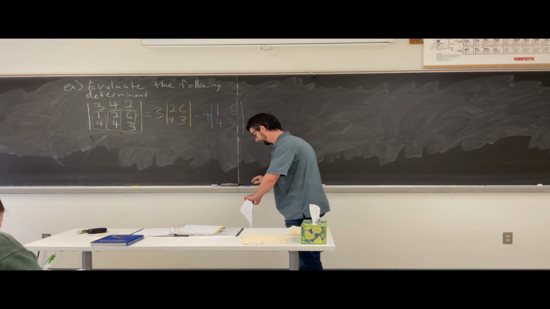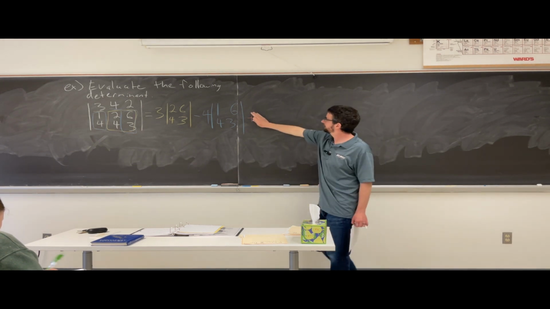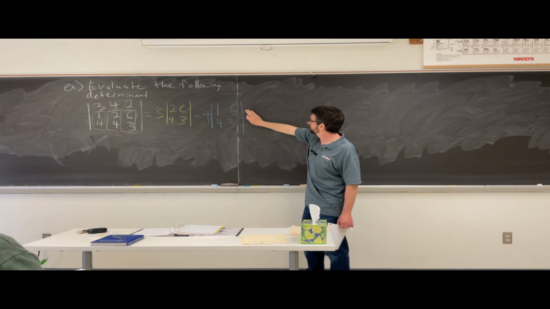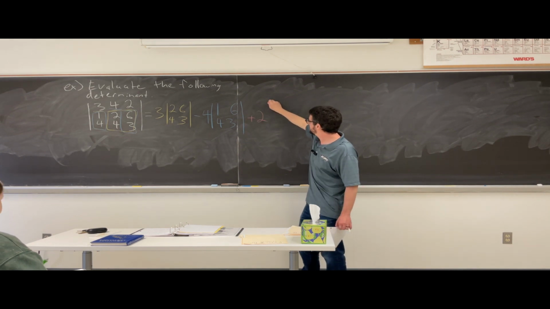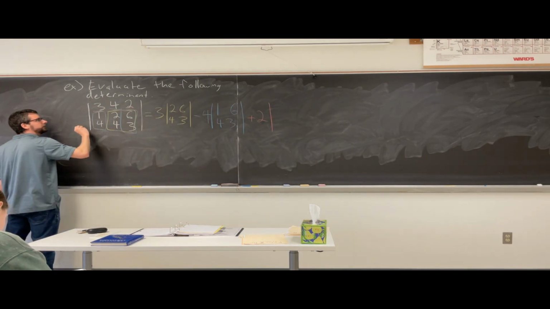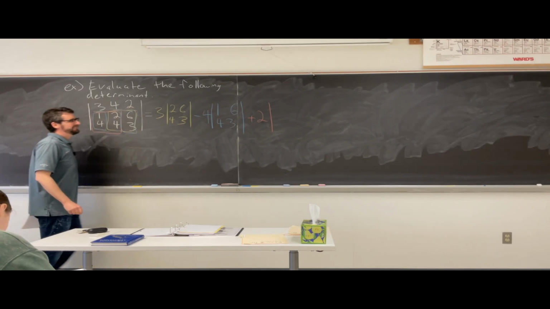And then next one. What do we got, Lily? 2. Yep. Sign. Oops. Positive. Yeah. 2, and then what's paired with it? 1 times 1, 2, 4, 4. Yep.